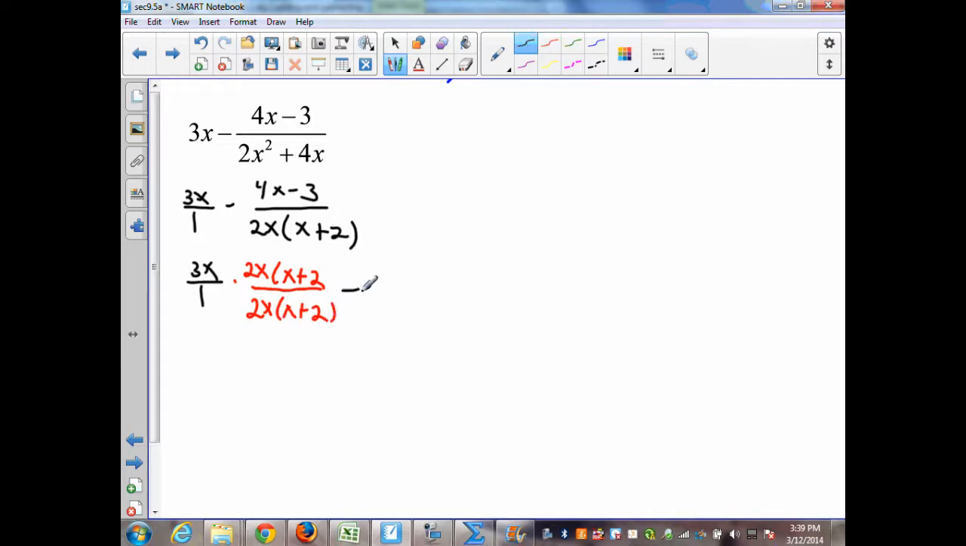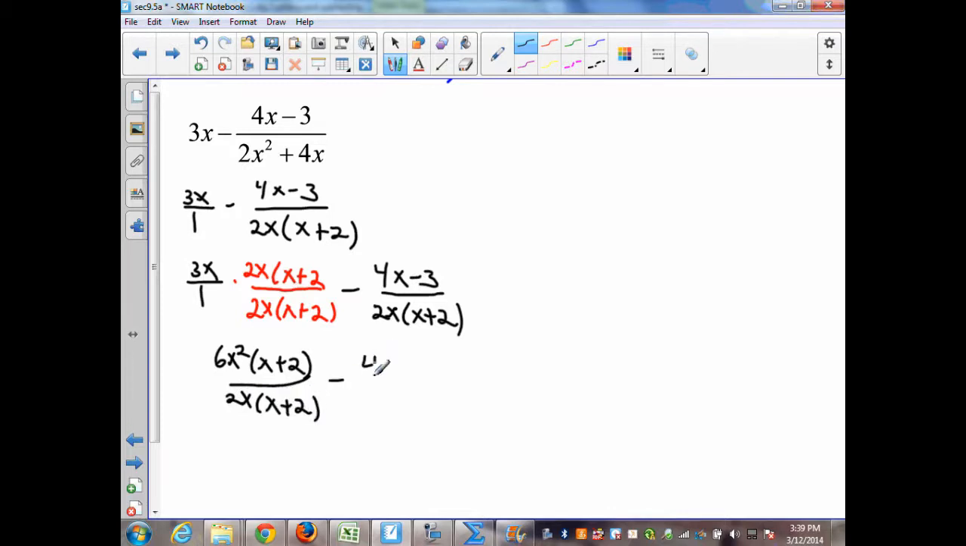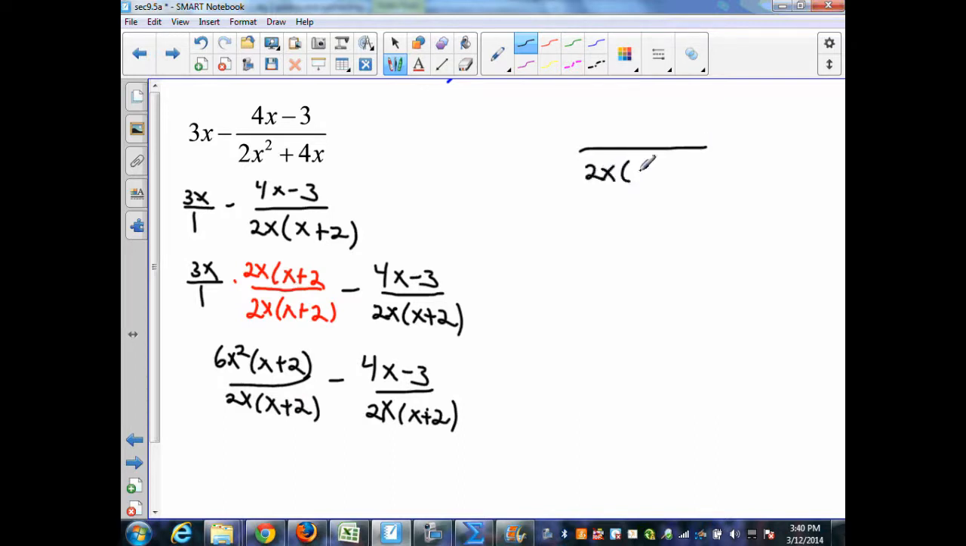minus (4x minus 3) over (2x)(x plus 2). When I simplify this product, that's going to give me 6x squared times (x plus 2) over (2x)(x plus 2) minus (4x minus 3) over (2x)(x plus 2). We can simplify and rewrite that over the common denominator. So that will give me 2x over x plus 2.